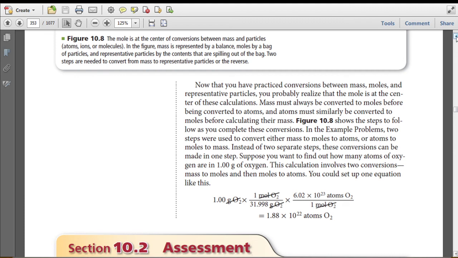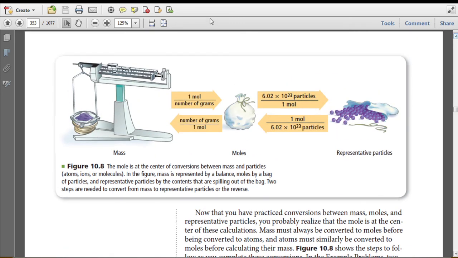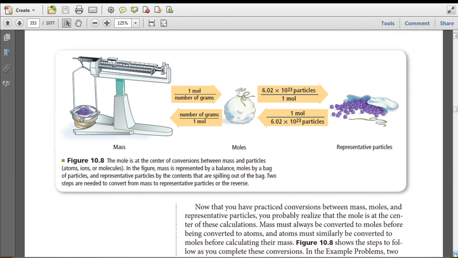In the example problems, 2 steps were used to convert either mass to moles to atoms or atoms to moles to mass. Instead of these 2 steps, these conversions can be made in 1 step. Suppose you want to find out how many atoms of oxygen are in 1 gram of oxygen. This calculation involves 2 conversions, mass to moles and then moles to atoms, which you can make in 1 equation. I would definitely make a little flow chart like this to keep in your notes, going from mass to moles to representative particles, and representative particles to moles to mass. And just follow the arrows when you're doing this.